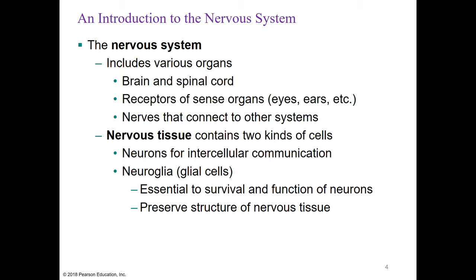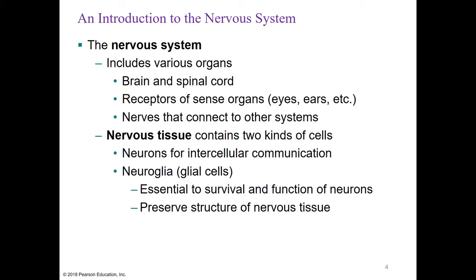Neurons for intercellular communication, so communication between cells, and then neuroglia, which are also known as glial cells. These are going to help with the survival and the functioning of the neurons. They also can assist with structure of nervous tissue. So you can think of the neuroglia as helpers for the neurons.